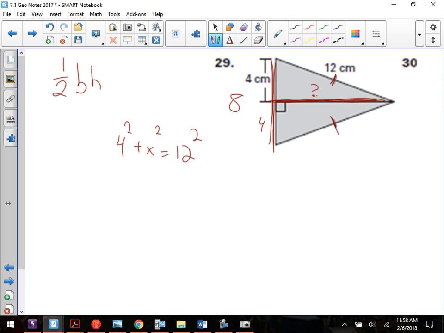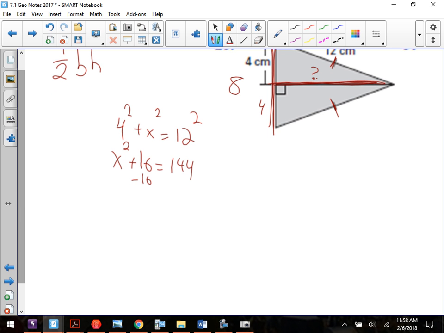Okay. And just start pressing some buttons. We get x squared plus 16 is 144. Subtract your 16. Excuse me. 128, I believe.